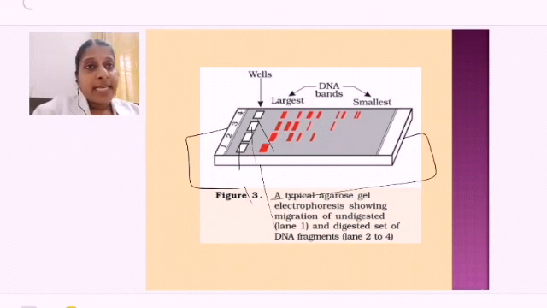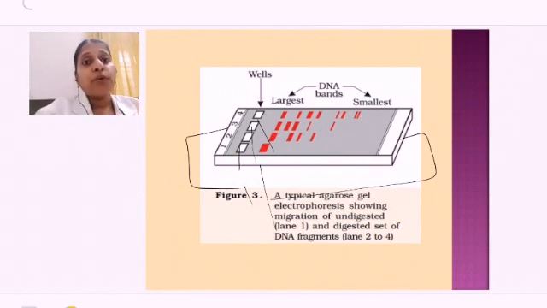All these DNA, since it is negatively charged, they will be moving under the influence of electricity through this agarose gel. Smaller fragments will be moving faster and they will cover much distance. The larger fragments which are having high molecular weight will be remaining nearer to the well. Like that, fragments of DNA, we can separate out.